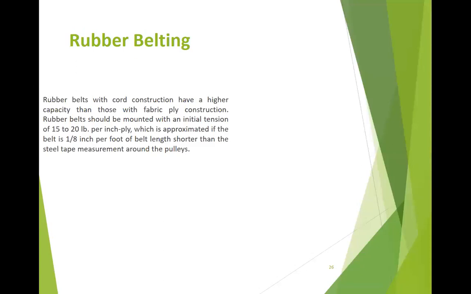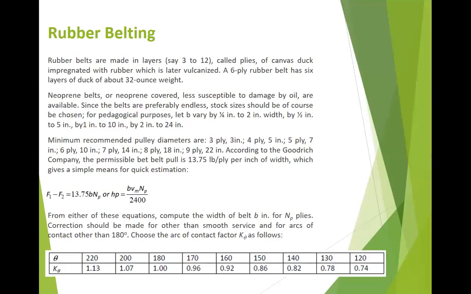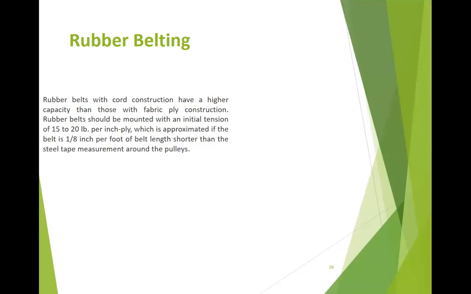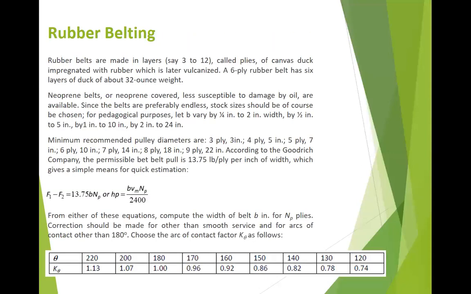Okay, rubber belting. Rubber belts are made in layers, like 3 to 12 cold plies of canvas duck impregnated with rubber, which is later vulcanized. A 6-ply rubber belt has 6 layers of duck of about 32 ounce weight. So iba to sa dinidiscuss kanina. Neoprene wells or neoprene cover less susceptible to damage by oil are available.